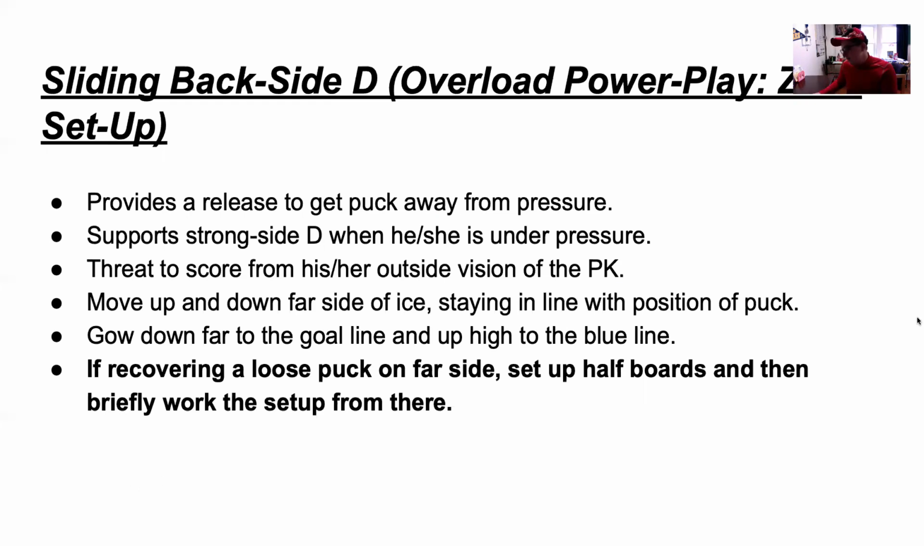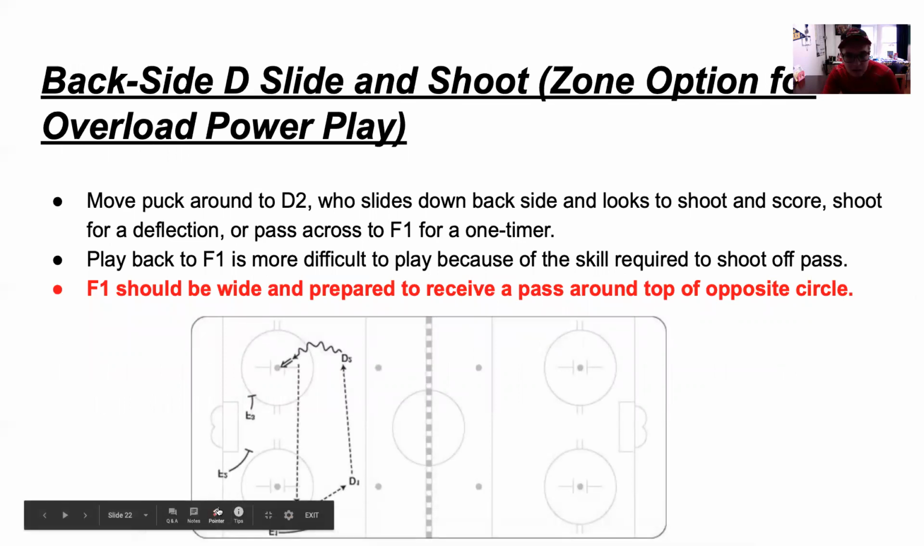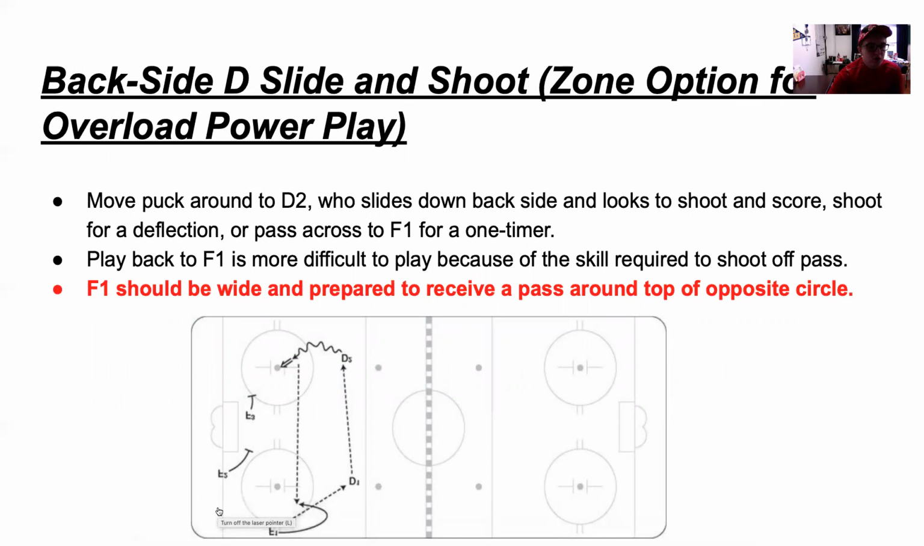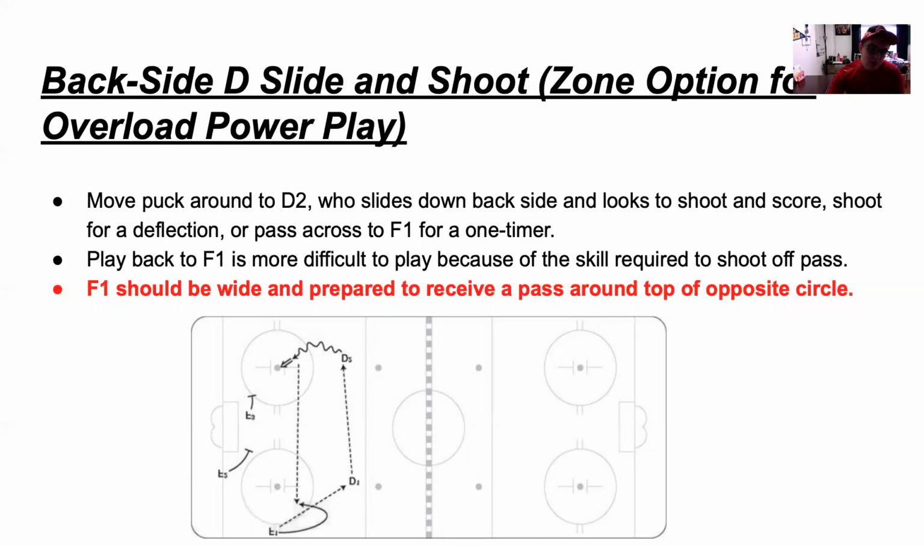So if we had the backside D slide and shoot, this is the zone option for the overload power play. For this, the backside D moves the puck around to D2, who slides down backside and looks to shoot and score, shoot for a deflection, or pass across to F1 for a one-timer. And then makes a play back to F1, who is more difficult to play because of the skill required to shoot off the pass. F1 should be wide and prepared to receive a pass or on top of the opposite circle. So F1 always needs to be open, okay? So if we take a look.